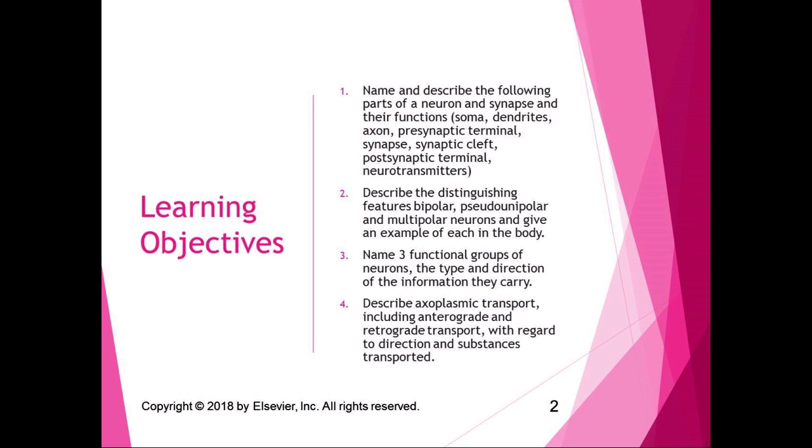You should name the three functional groups of neurons and the type of information they carry and the direction that information goes in. You should be able to describe axoplasmic transport, including anterograde and retrograde transport, with regard to the direction the transport goes in the neuron and which substances are transported.